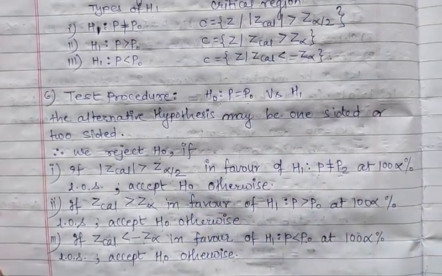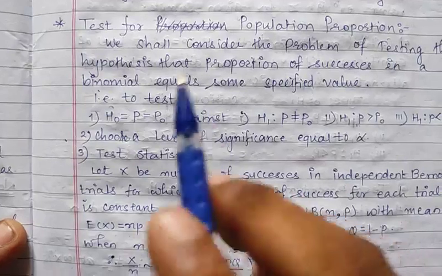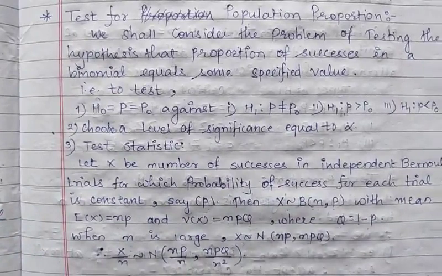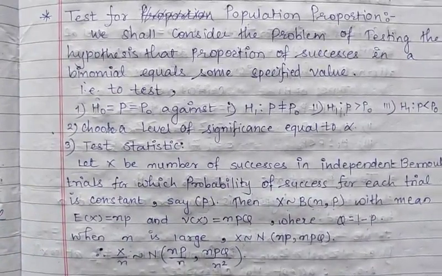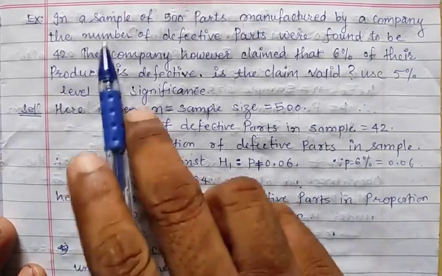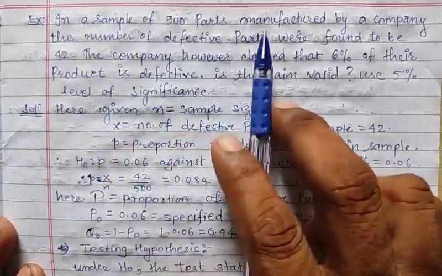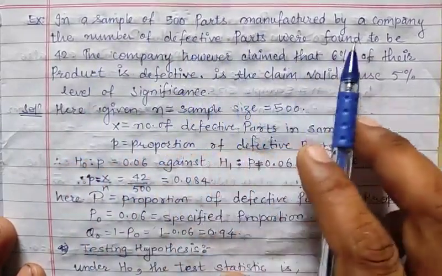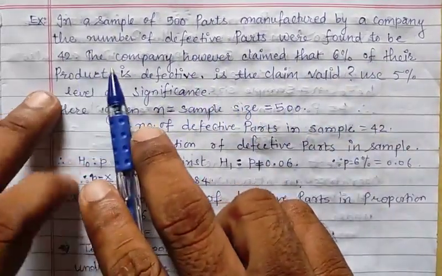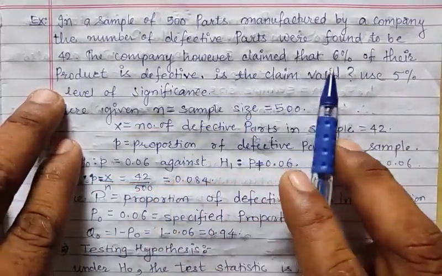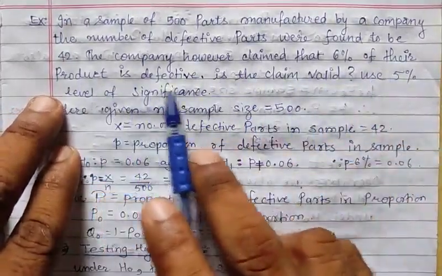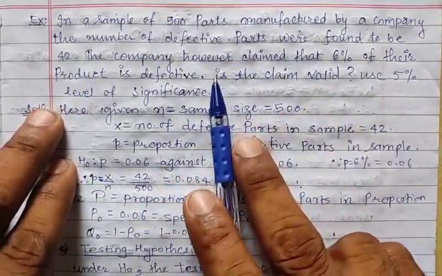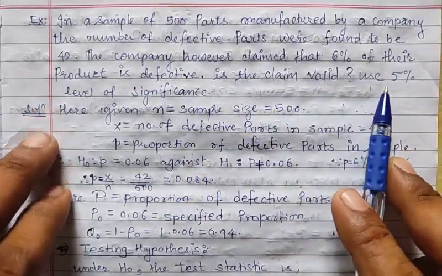Now, let's see an example based on the same method, which is the test for population proportion. The example is: in a sample of 500 parts manufactured by a company, the number of defective parts was found to be 42. The company, however, claimed that 6% of their product is defective. Is the claim valid? Use a 5% level of significance.